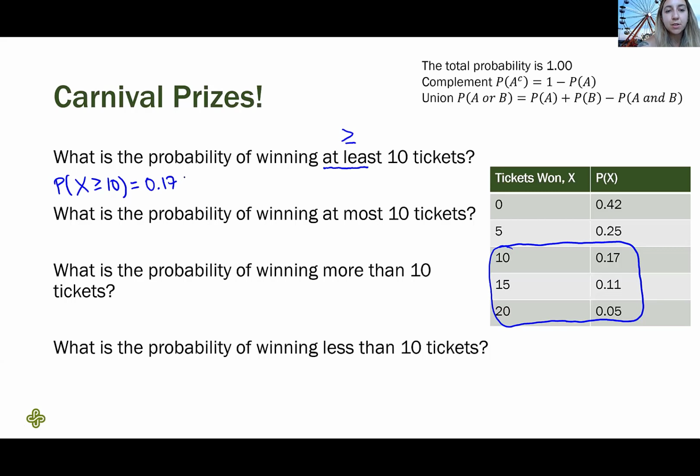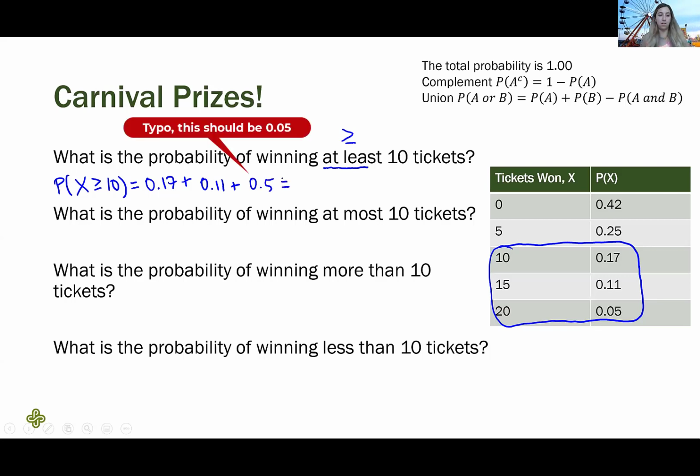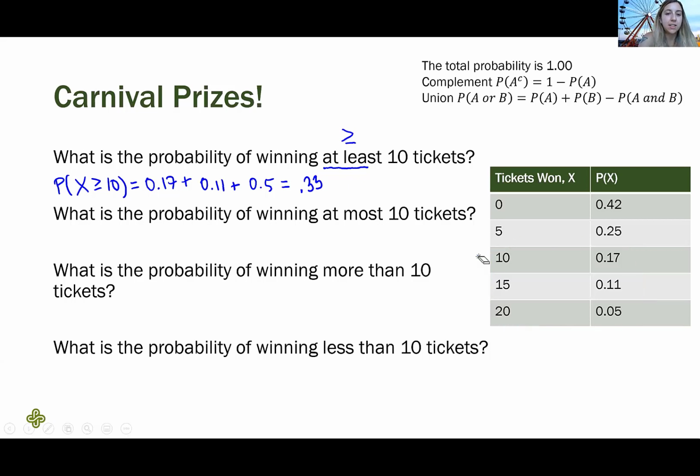So 10 would be 17%, plus 15 is 11%. And 20 is only 5%. Add them all up, and we get 0.33. There's a 33% chance of winning at least 10 tickets. Okay, taking a look at the next one.